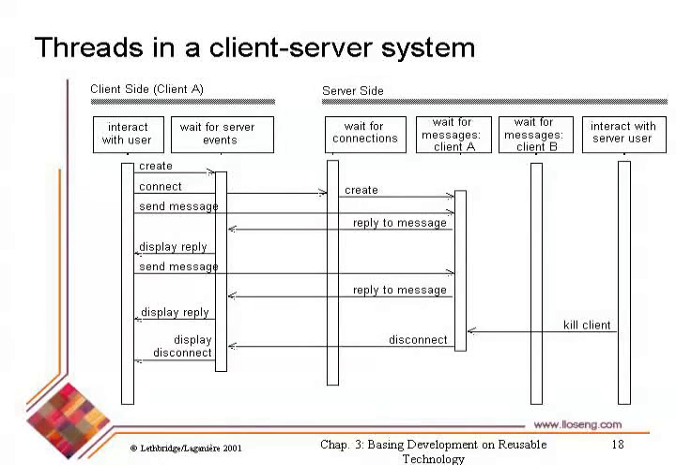So in this case, we've got our client side, and again, I'm going to act as a server over here. I'll just walk over there when I'm talking client. Okay, let's talk about server. So we have a wait for connections thread that's running, and then we have wait for messages client A, wait for messages client B.